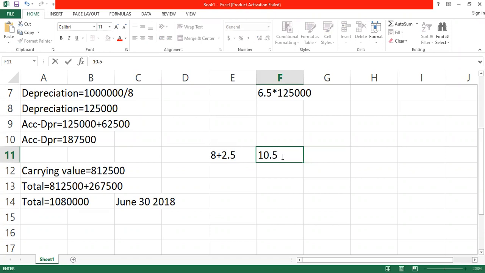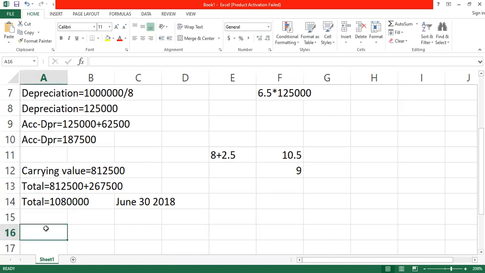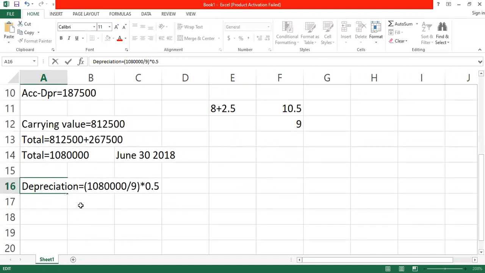10.5. But out of this 10.5, how many years do we use? 1.5. So the remaining useful life will be what? 9. So it means that this current amount, which is the 1,800,000, will now be depreciated using 9 years, which is the remaining useful life of the asset. So we have 1,800,000 divided by 9 years, isn't it? But from June to December 31, how many years is that? 6 months, so 0.5. We multiply the answer by 0.5. What are we getting?